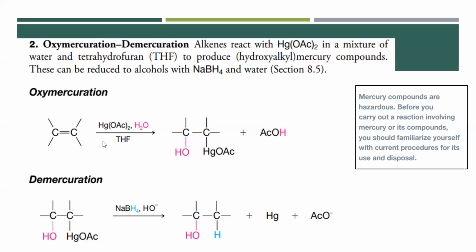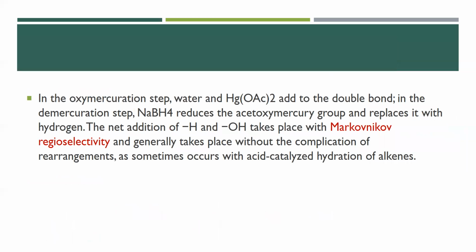So you have to always remember other agents need to be used. And then the second step is the demercuration process, where we use a reducing agent such as sodium borohydride in the presence of a base, OH.